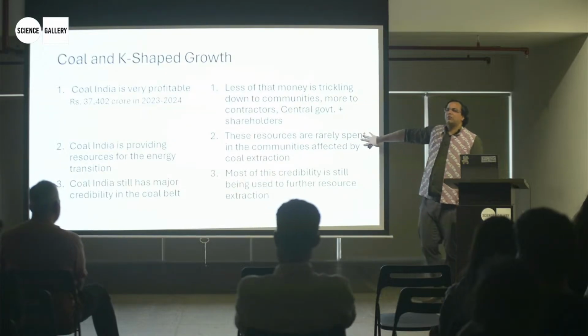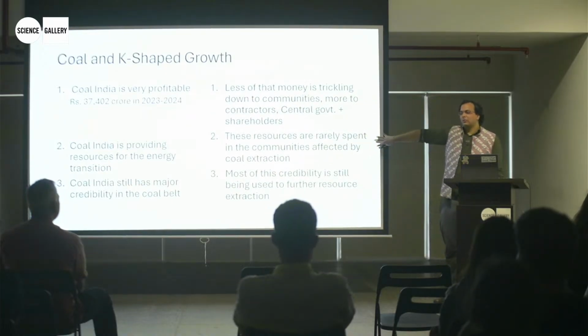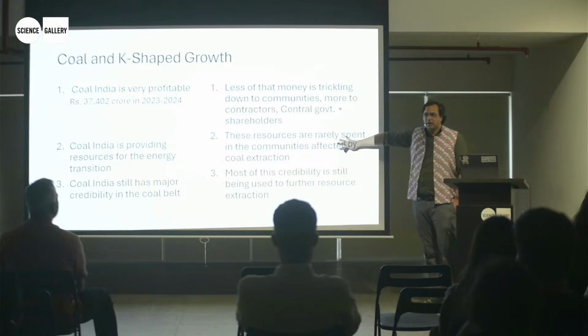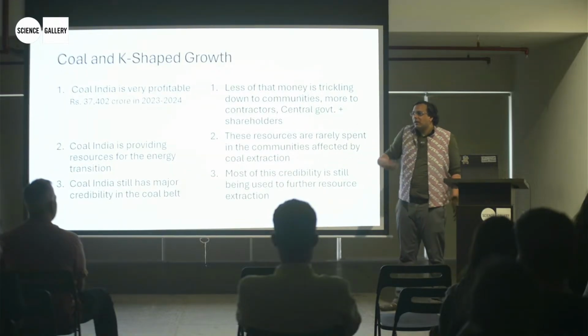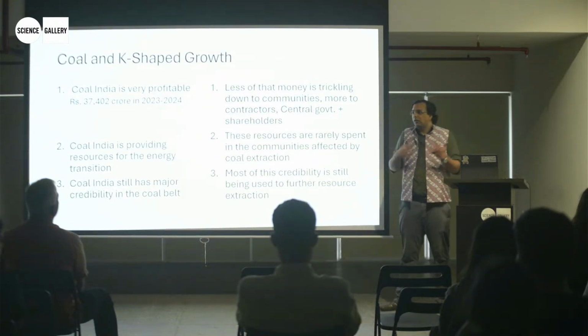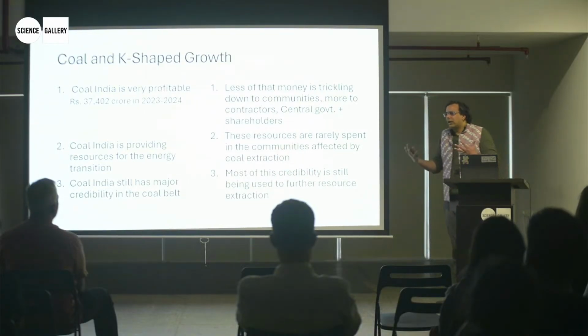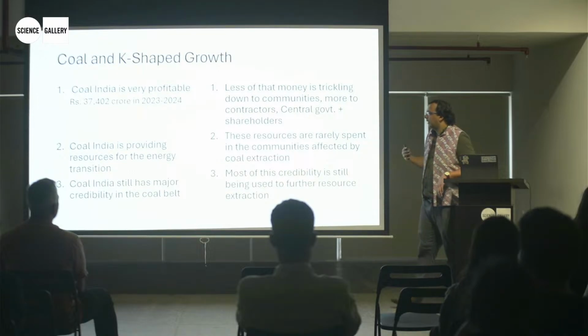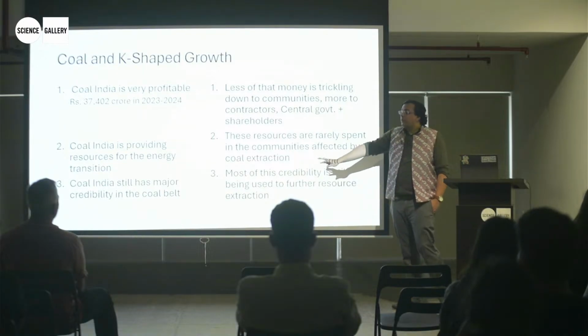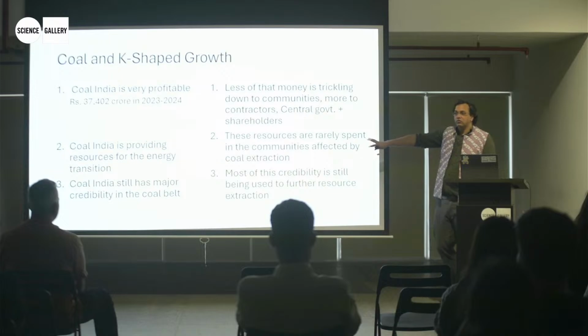When was the last time you saw a solar panel manufacturing plant in Jharkhand or West Bengal, right? You would think that there'd be some kind of compensatory economic activity in a larger planning perspective, but partly because of the nature of our politics and other kinds of things, that just has not happened, right? Despite that, Coal India has major credibility in these regions, right?